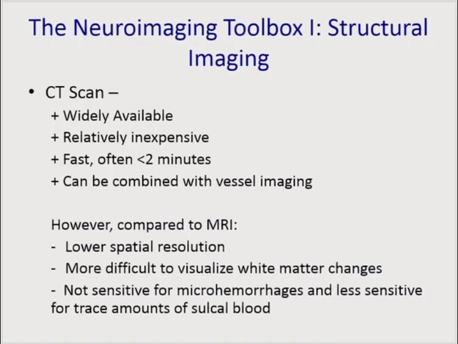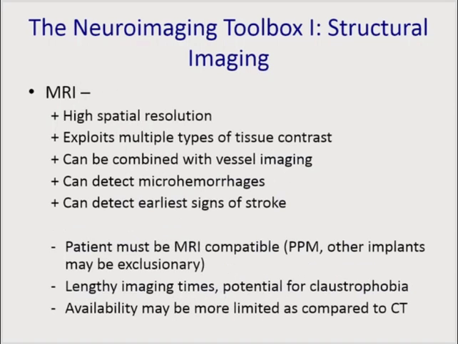However, compared to MRI, CT imaging has lower spatial resolution. It's much more difficult to visualize white matter change and be sure of it on a CT scan. And CT scanning is not sensitive for microhemorrhage and less sensitive for trace amounts of sulcal blood. A little bit later in the talk, we'll see a case of cerebral amyloid angiopathy, and given how common that is, this can be a big concern.